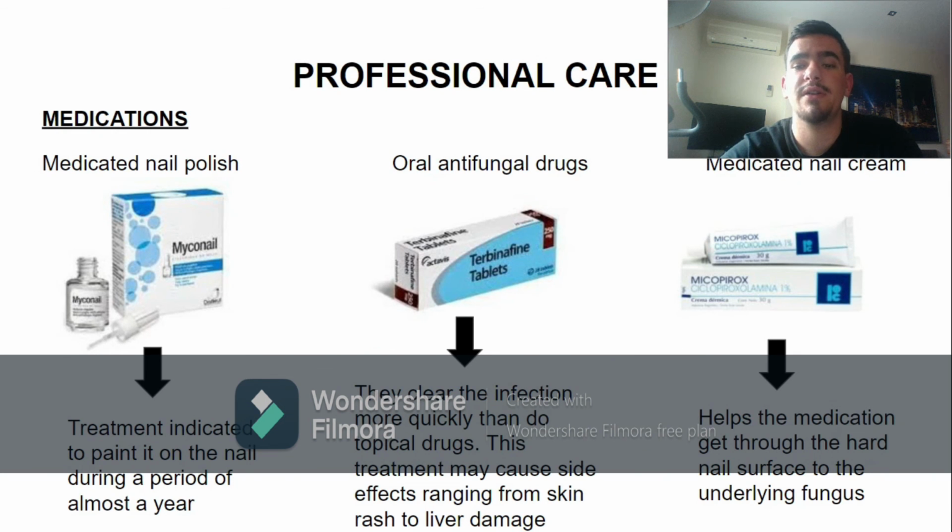Starting with the professional care, an important tool is the medication. We can find three different kinds of them. Medicated nail polish, which is indicated to paint on the nail during a period of almost a year. Oral antifungal drugs, they clear the infection more quickly than topical drugs, and this treatment may cause side effects ranging from skin rash to liver damage. And at the end, the medicated nail cream. This one helps the medication get through the hard nail surface to the underlying fungus.